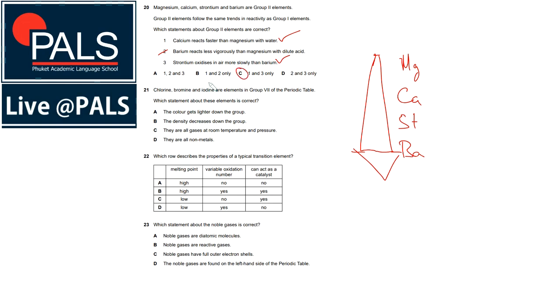Chlorine, bromine, and iodine are elements in group 7 of the periodic table. Which statement about these elements is correct?